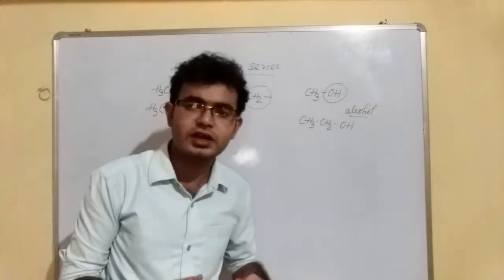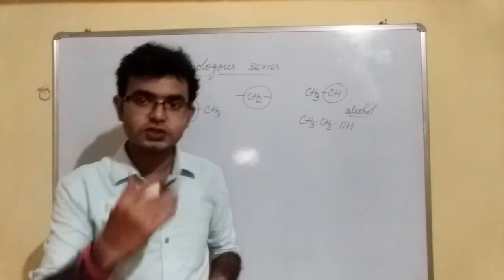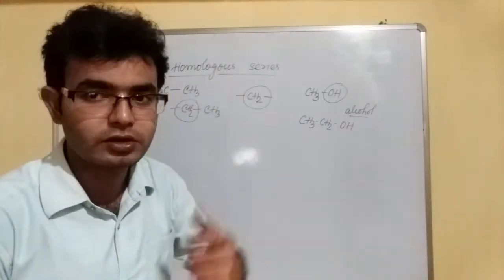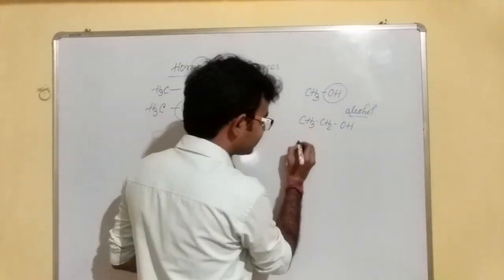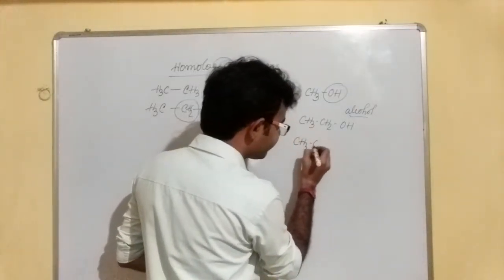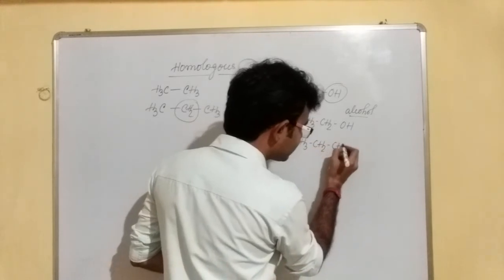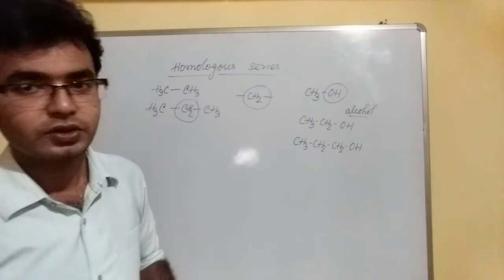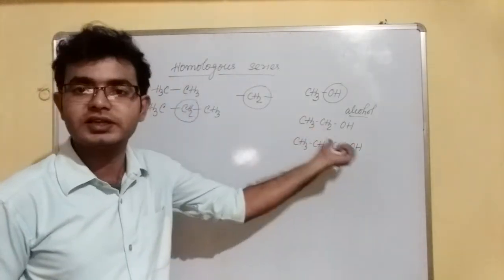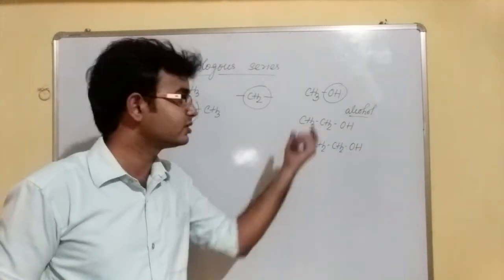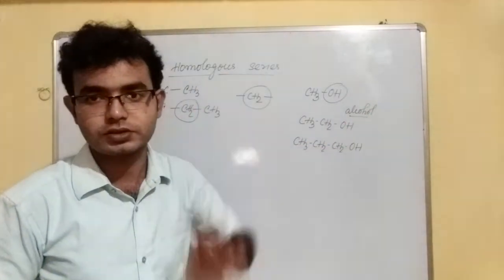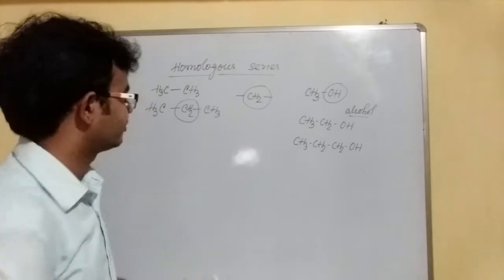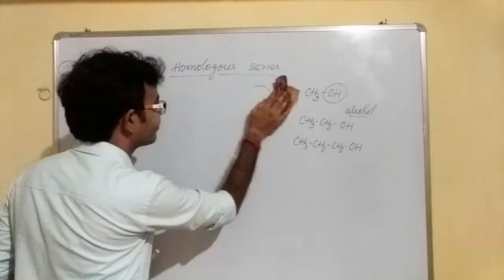Suppose the question is, what is the next homologous of CH3CH2OH? What will be your answer? Then the answer will be CH3CH2CH2OH. Is that clear? So the next homologous of CH3CH2OH is CH3CH2CH2OH. Later we will learn how to write the name of this compound.